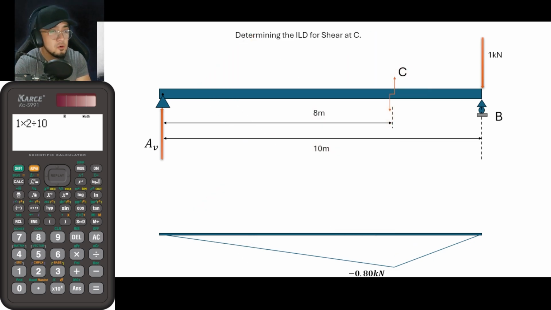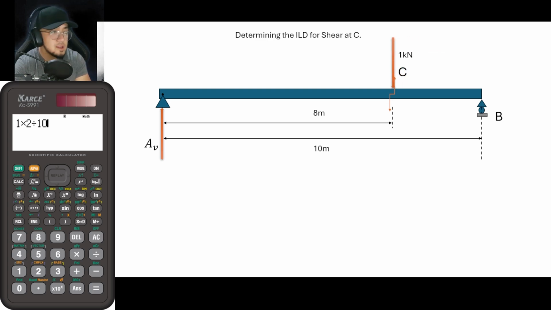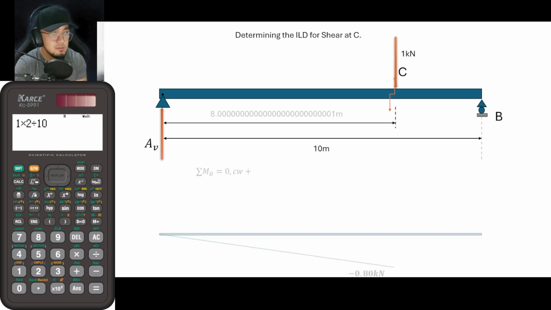So let us now erase this line here and bring this 1 kilonewton load back to point C, which we have already solved for a while ago. But what if, for this particular load, we move it by a tiny bit to the right, let's say by 0.000000001 millimeters, or even less, a microscopic distance? Again, if you would be doing that, we will be moving it by a bit.